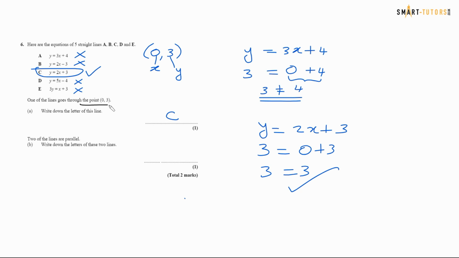Next question. Two of the lines are parallel. Write down the letters of these two lines. Parallel means the gradient has to be the same. So by looking at that, you can see the gradient of A is 3, gradient of B is 2, gradient of C is 2, and gradient of D is 5, and for E, 3y, so you need to divide by 3, so 1 upon 3. So which two numbers are equal? The 2 and 2. So B and C are parallel lines.